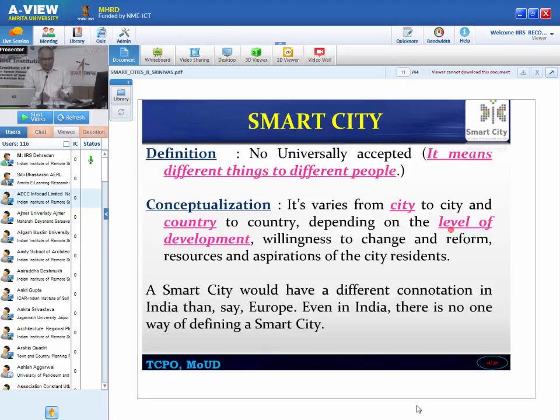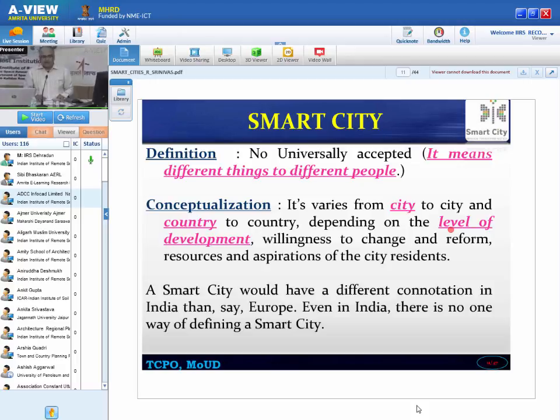Now, there is no universally accepted definition. You can go through Wikipedia, you can take many sources, there is no one standard definition, and you cannot say there is one definition you can define. Every person can have their own definition of a smart city.